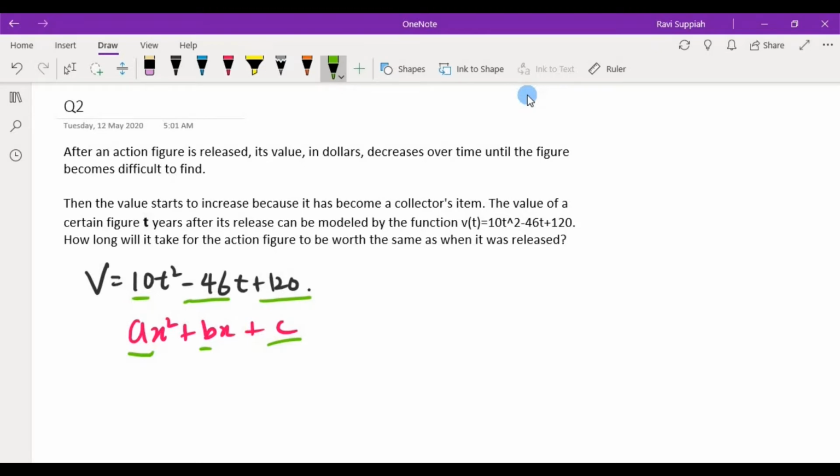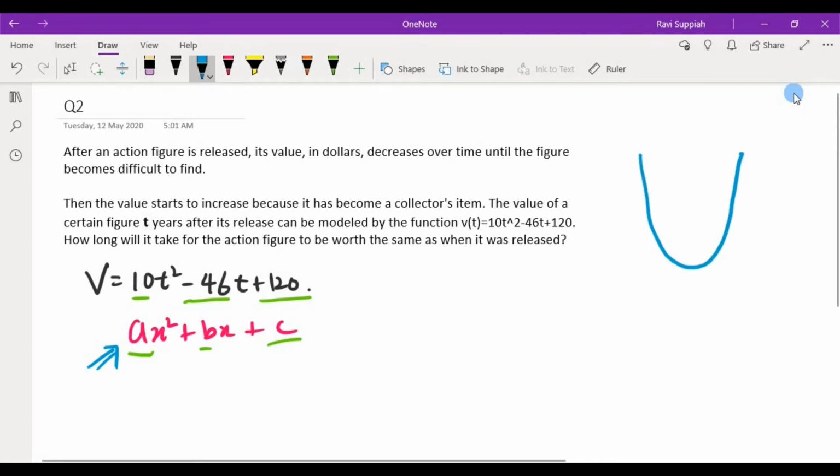Now, the thing we can immediately see is that whenever the coefficient of x squared is a positive number, we know that the graph of the quadratic will look something like this.